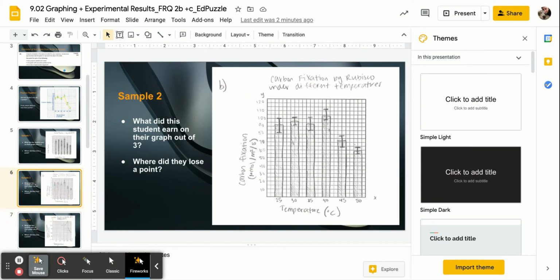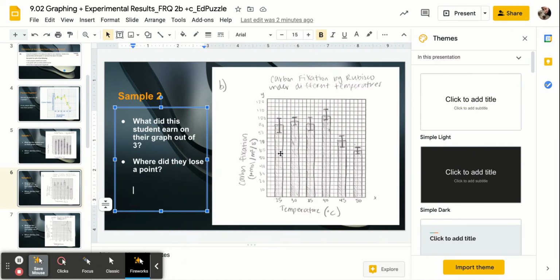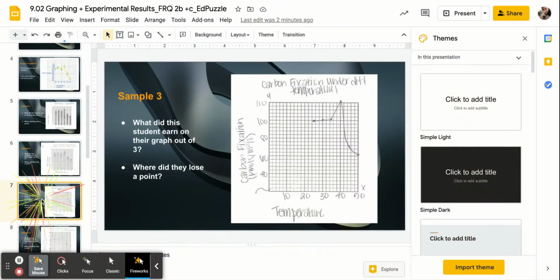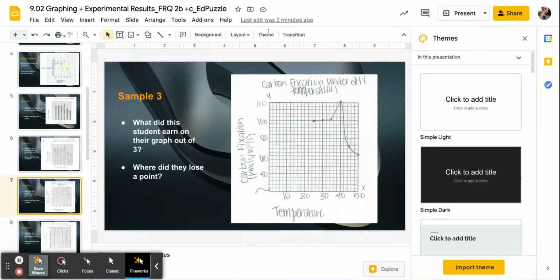Okay, great. So this person did get the axes labeled correctly because they have their units, and their scale looks good, but they did use a bar graph instead of line. Their error bars do look good. So this person got 2 out of 3 points. So they got their scale and axes labeled and their error bars. Okay. What about this student? What would you give them and why? Where did they lose points?